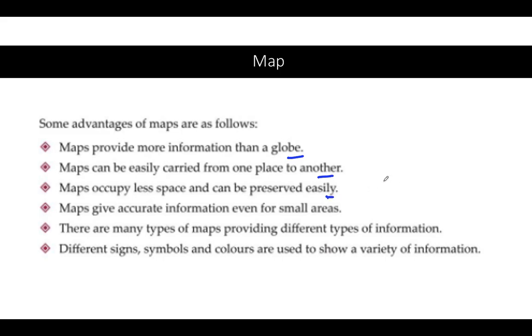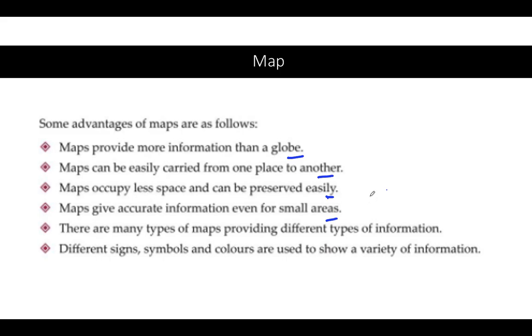As we discussed, maps give accurate information even for small areas. Like if you want to know in detail about Bhiwandi, then you can get accurate information about the small area in detail: what are the physical features of Bhiwandi, where agriculture is developed, what agricultural crops are grown in Bhiwandi, each and every single detail you can get in a map.